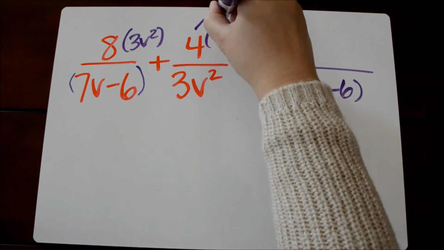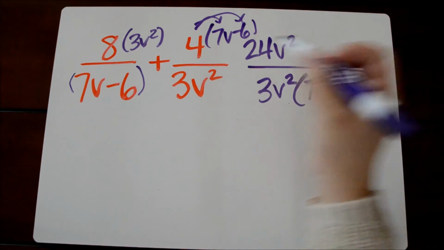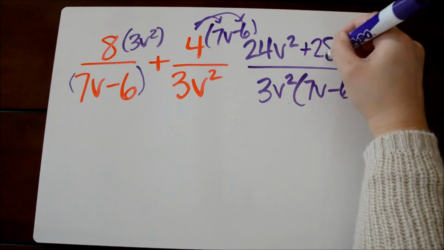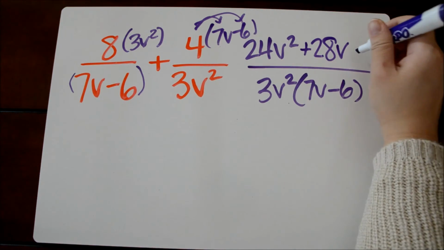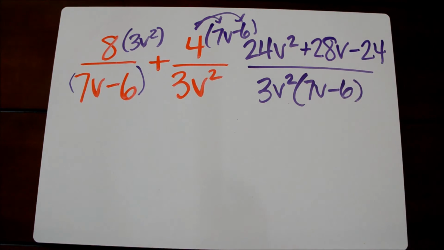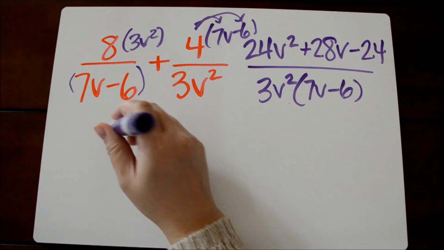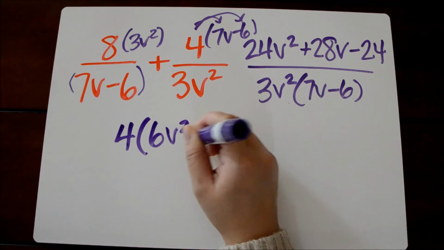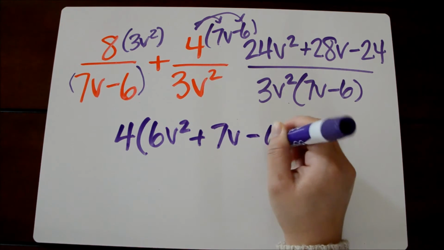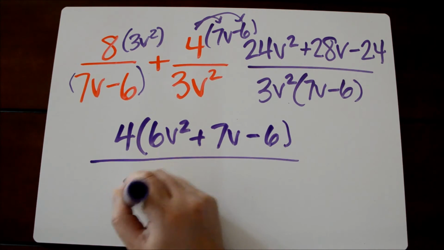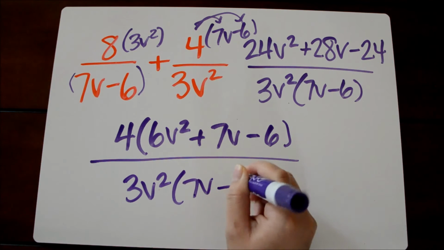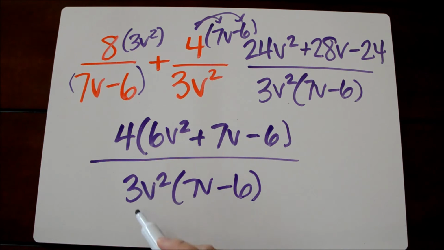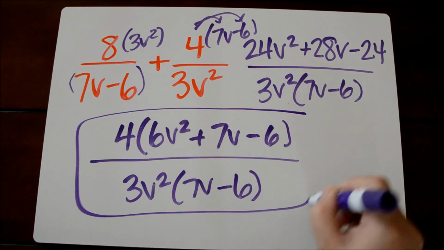So here we have to distribute. 4 times 7v is 28v. 4 times negative 6 is negative 24. And looking at this numerator, I could tell that we could factor this because 4 goes into these three terms. So I'm going to factor out 4 from each of those terms, and we're going to be left with 6v squared plus 7v minus 6 all over 3v squared times 7v minus 6. And this is as factored as it gets. Nothing will divide out. And so this is our simplified expression.